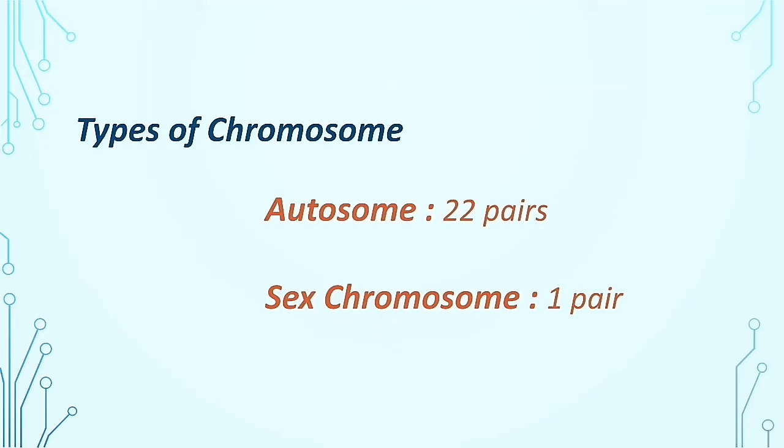Now in case of male, the sex chromosome is XY, which is heteromorphic in nature, and in case of female, the sex chromosome is XX, which is homomorphic in nature. But there are a few exceptions where the number of chromosomes is not the same, or differs from the normal number of chromosomes present in a eukaryotic cell. Those are the red blood cells and the sex cells, where there is a difference in the number of chromosomes.